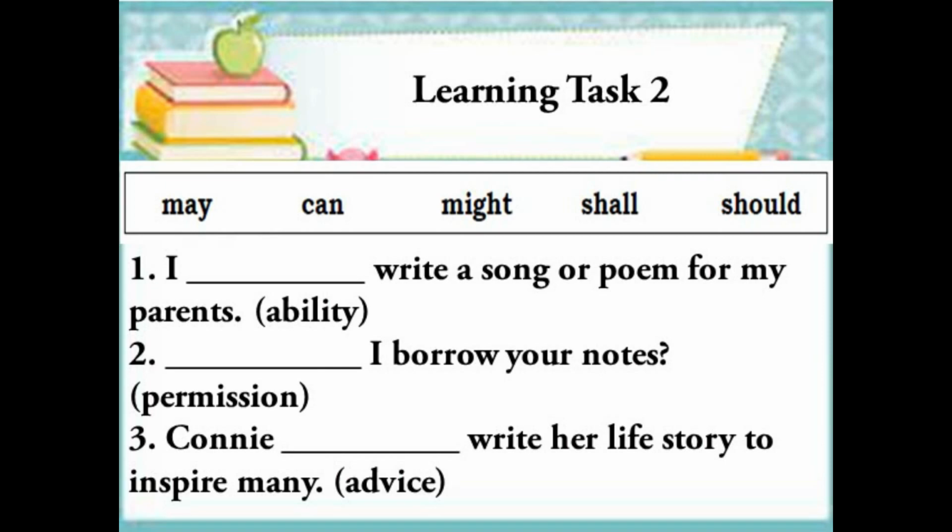So I will give number 1 as example. I blank write a song or poem for my parents. Ability. The answer is can. Now you do number 2 to 5. Number 2, blank, I borrow your notes. Permission. 3. Connie, blank, write her life story to inspire many. Advice.